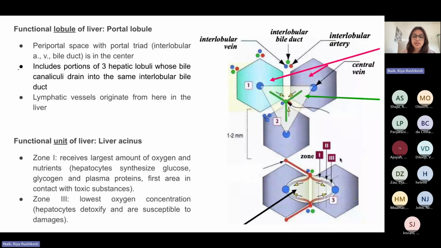So the hepatocytes over here are low in concentration of oxygen. Here they are mostly in charge of detoxification. And over here, they're also susceptible to damage caused by low concentration of oxygen. For example, hypoxia could be caused.